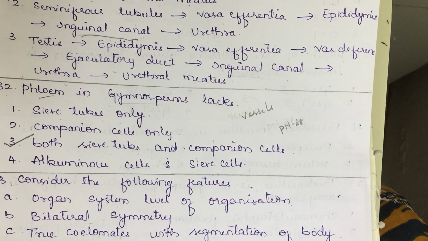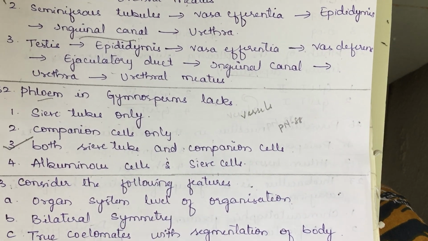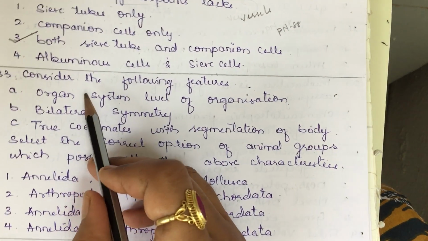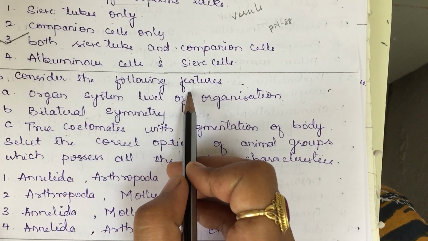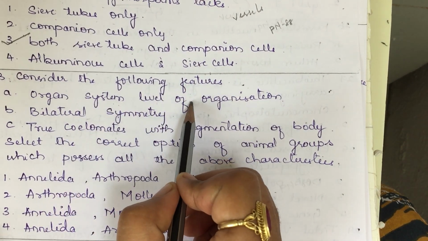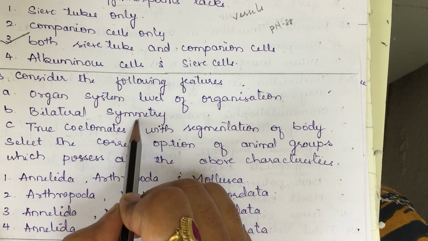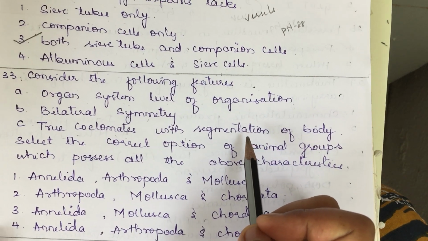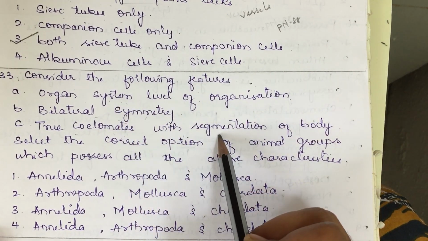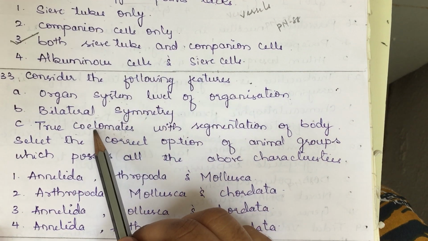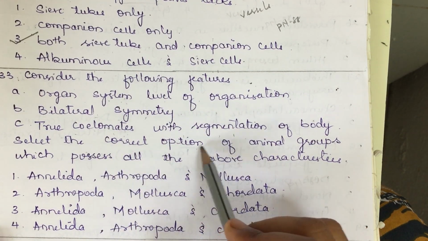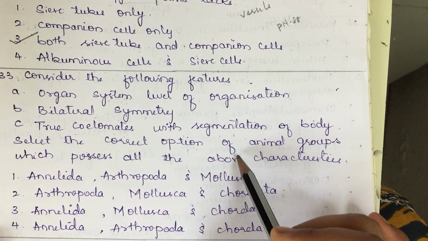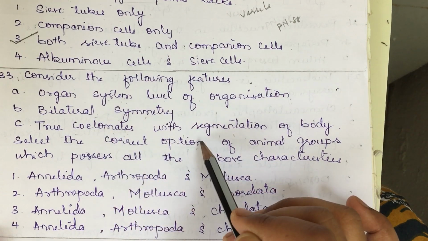Next, you have the next question. The next question is: consider the following features. What features have they given? First is organ system level of organization. Second is bilateral symmetry. Third is true coelomates with segmentation of the body. They have mentioned four features: organ system, bilateral symmetry, true coelom, and segmentation. Select the correct option of animal groups which possess all the above characteristics. You have to select which phylum has all four characteristics.